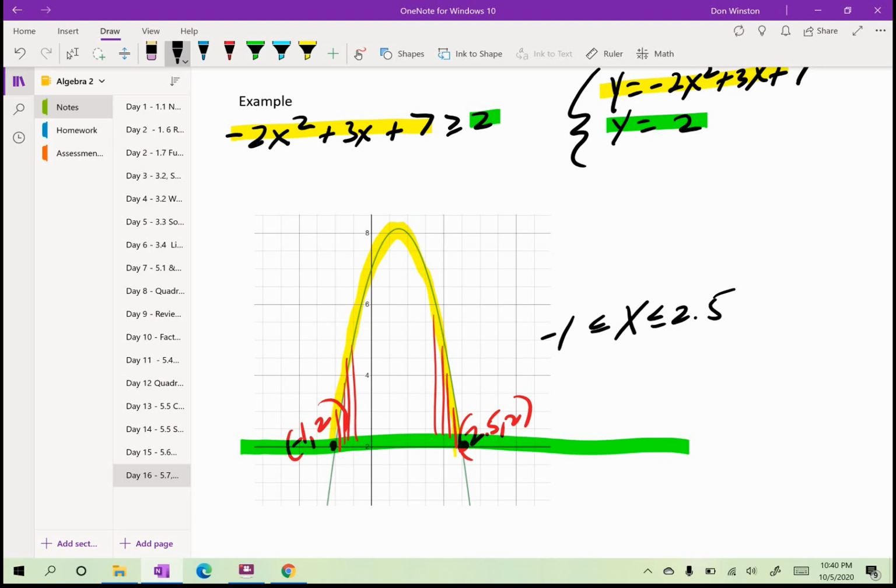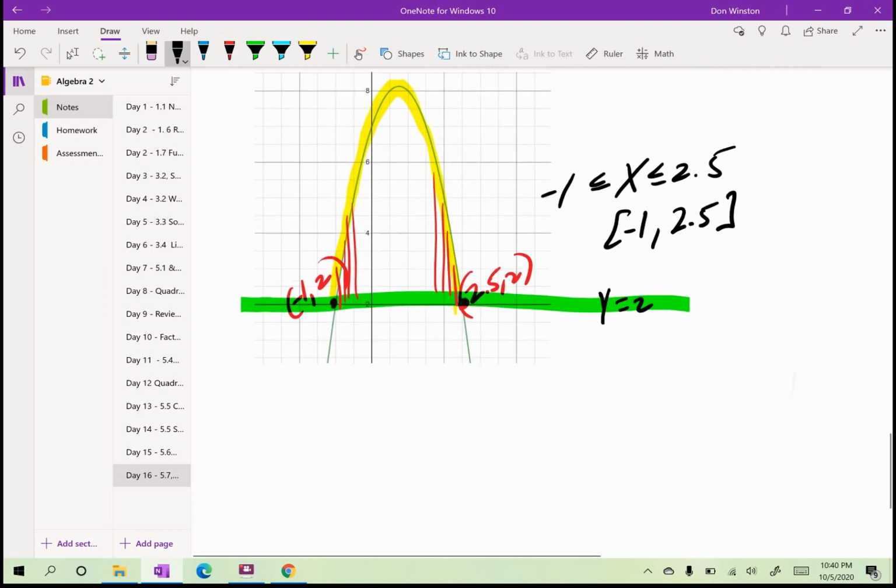Okay, the y value for that parabola, the yellow line, is always greater than the y value, y is equal to 2. And then in interval notation, it would be from -1 to 2.5. Okay, so pretty easy. Those are the 4 cases. You only have those 4 cases when graphing. So interpret correctly, graph using Desmos, and you should not have a problem.